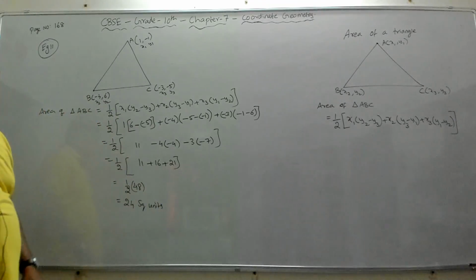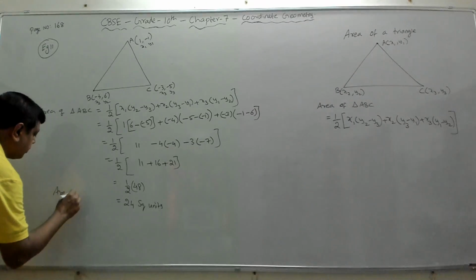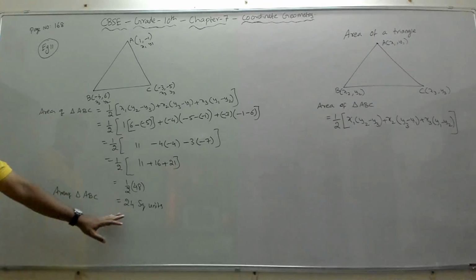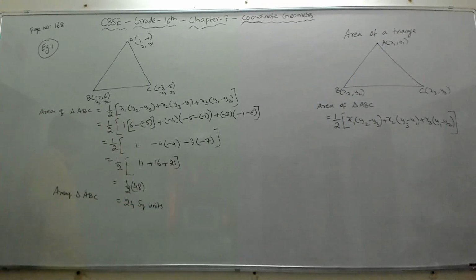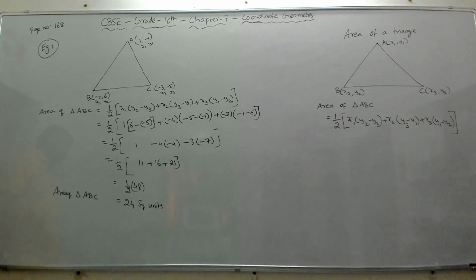So that is the area of the triangle ABC. Area of triangle ABC is equal to 24 square units. So that is the answer. You have found the area of this triangle. Okay, so all of you can pause the video and take the notes. We'll go to the next problem, example 12.